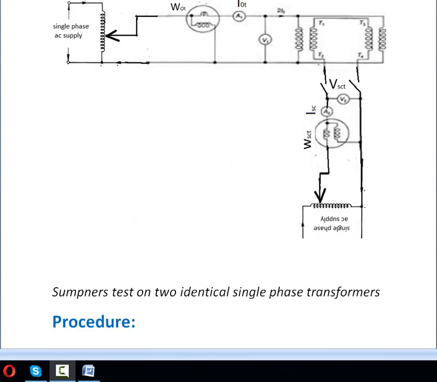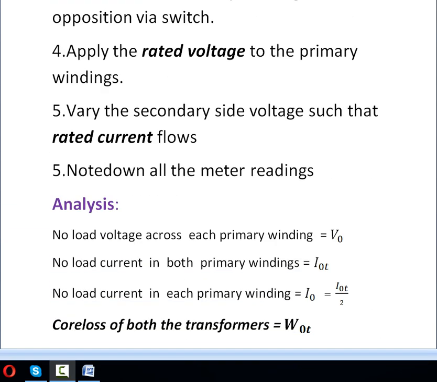So this wattmeter shows the total copper loss of both the transformers. This ammeter shows the rated current of the secondary winding of both the transformers, and this voltmeter shows the total voltage applied to the secondary windings which are connected in series.